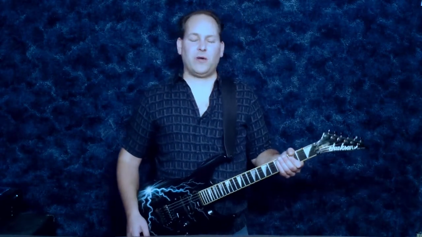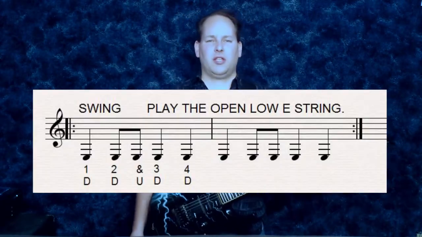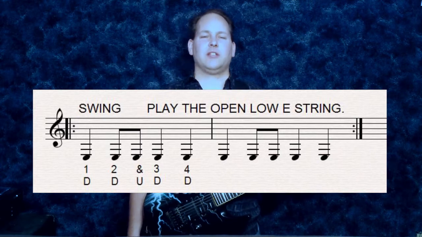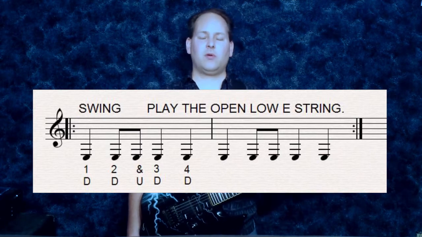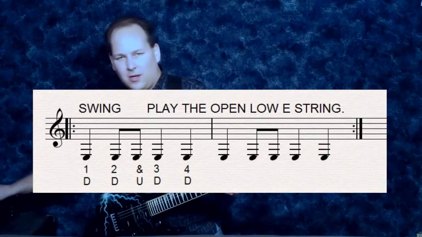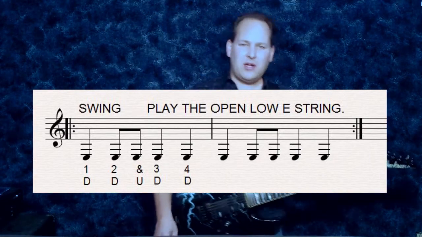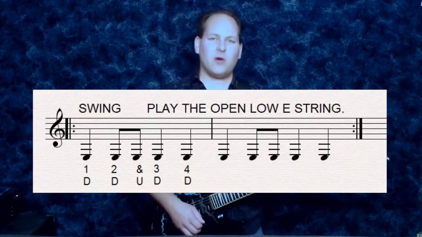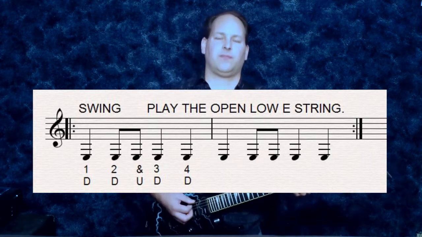Here's some easy swing rhythm play-alongs. This first one goes one, two, and three, four, down, down, up, down, down. One, two, and three, four, down, down, up, down, down.